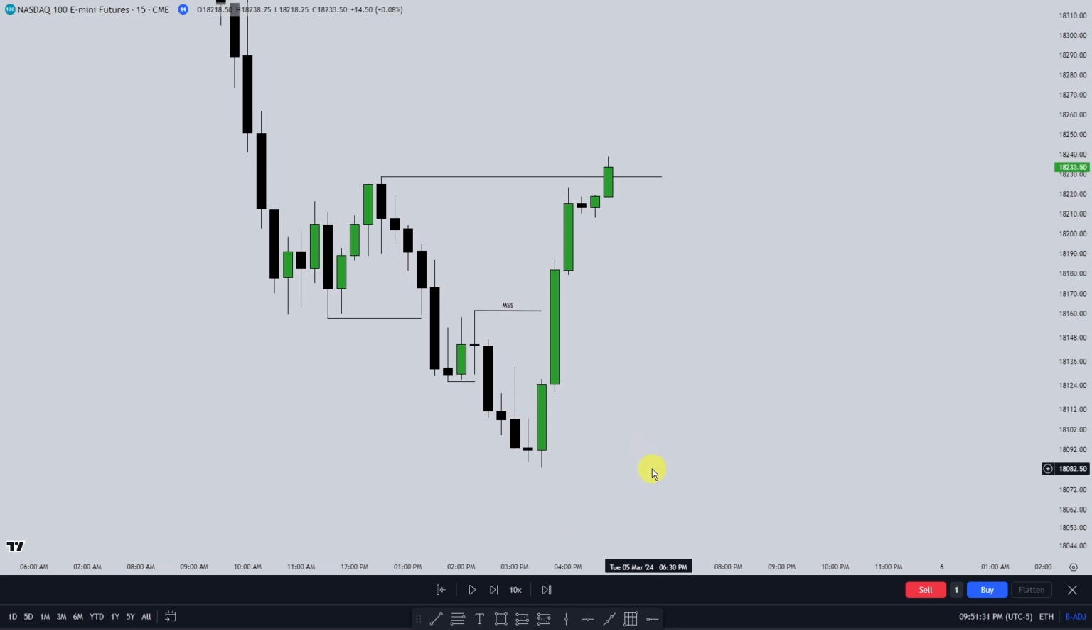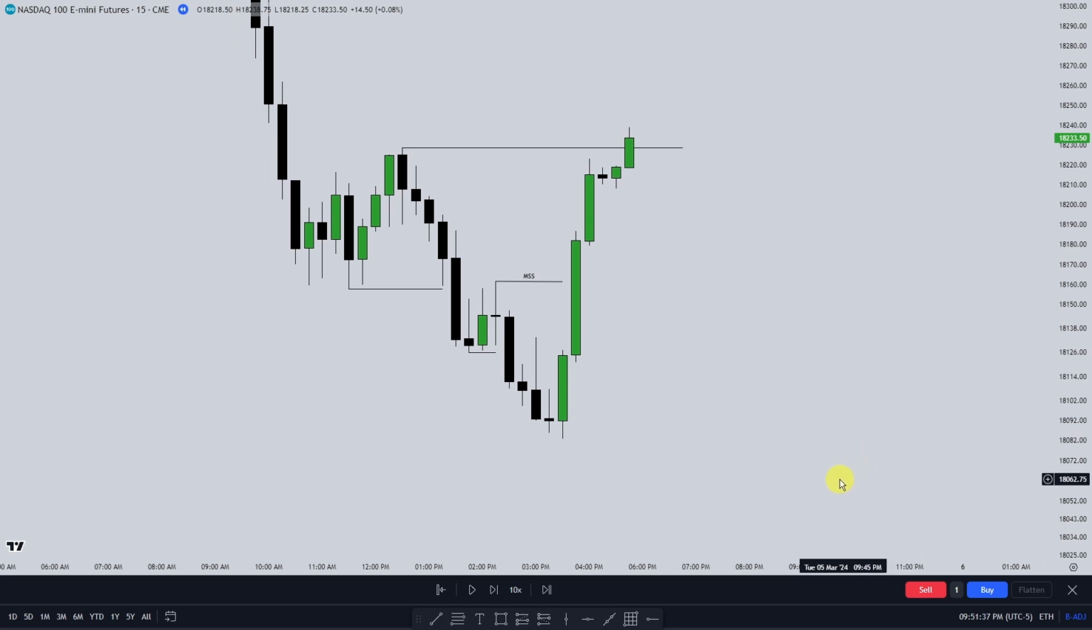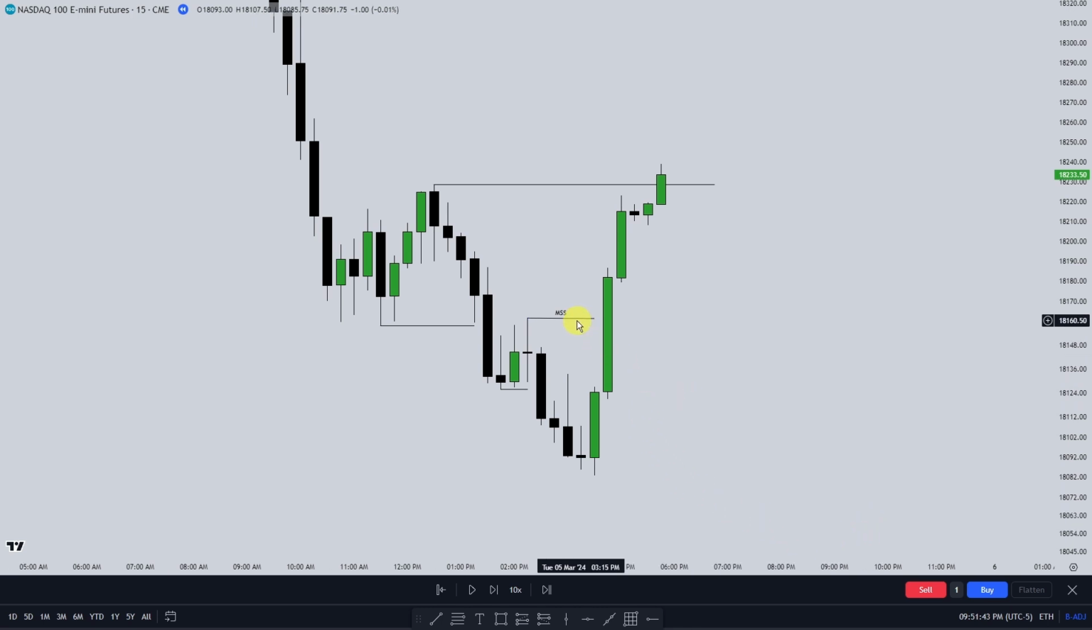And it does. So it's just as simple as that, ladies and gentlemen. A market structure shift or break of structure, whatever you want to call it. Now, I hope everyone understood that little segment on market structure shifts. Now let's look at liquidity sweeps so we can understand the difference.